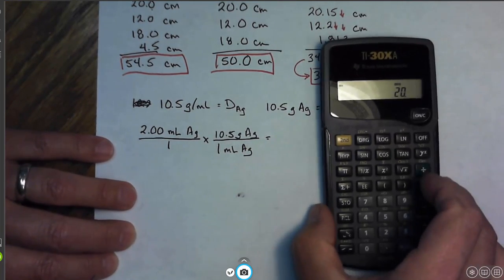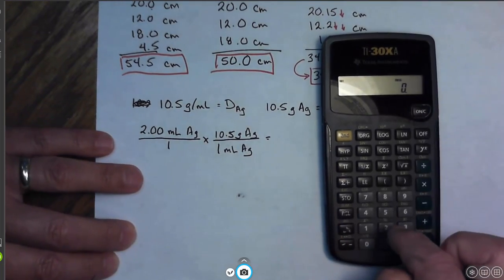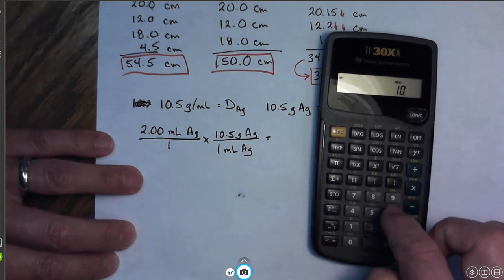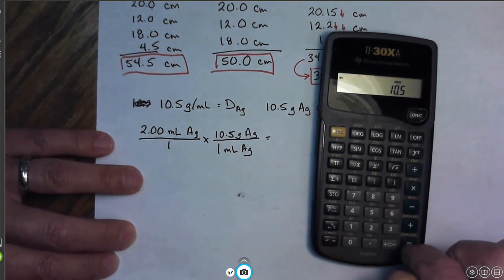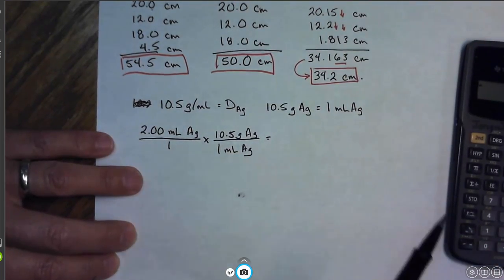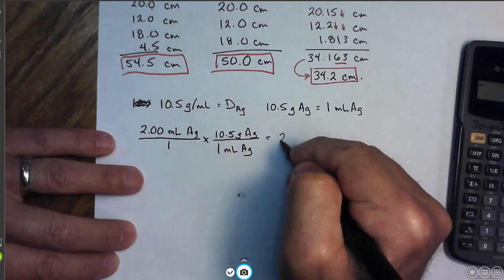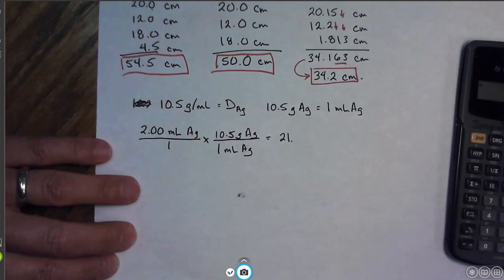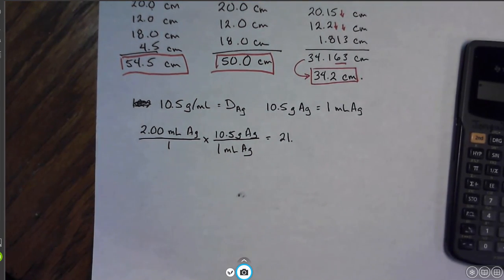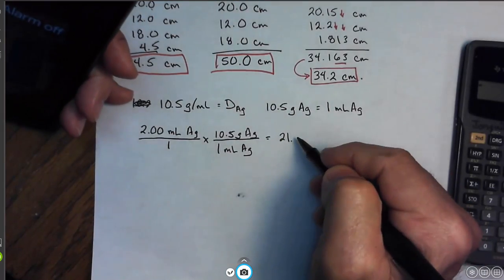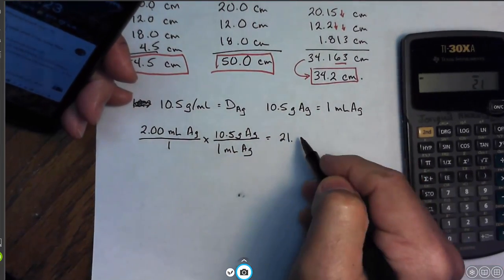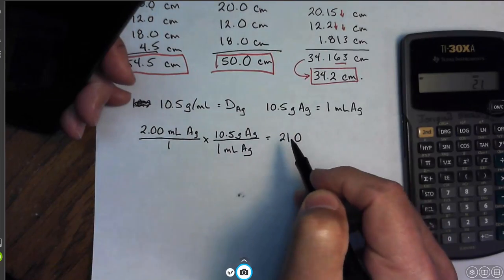So let's use the calculator and find our answer, all right? So 2.00 times 10.5 will give me 21 grams. But wait, this has 3 digits, this has 3 digits, so our final answer needs to have the same number of significant digits. If I don't have 3 on the calculator, if I don't have 3 in the math, I need to put a 0 there to show there are 3 significant digits.